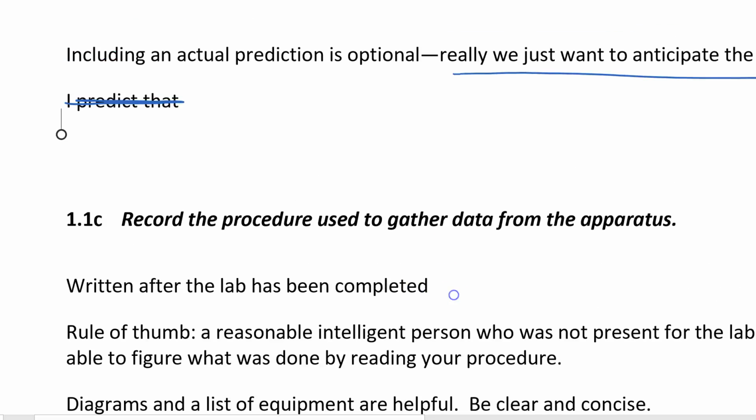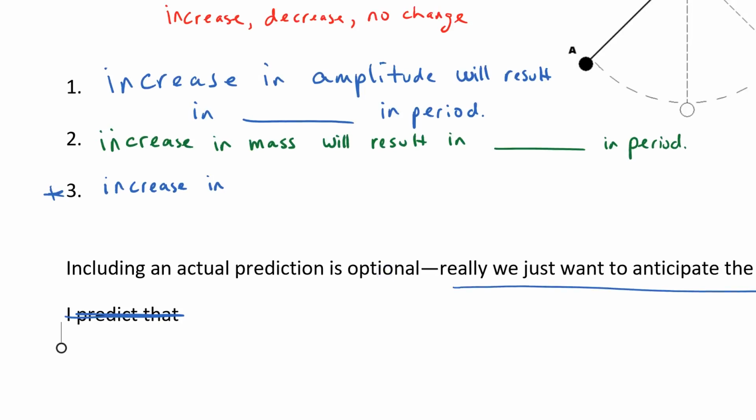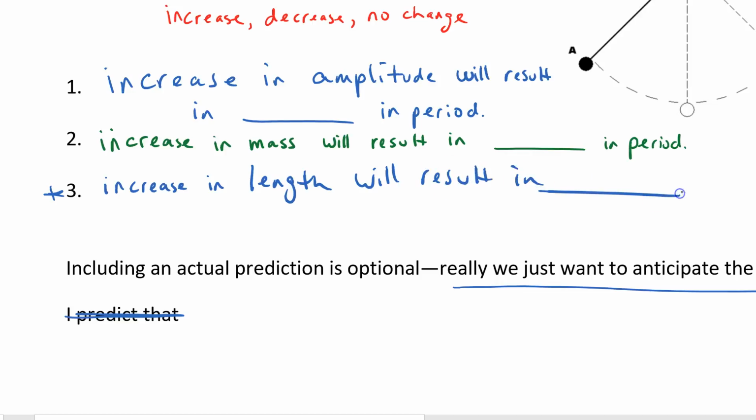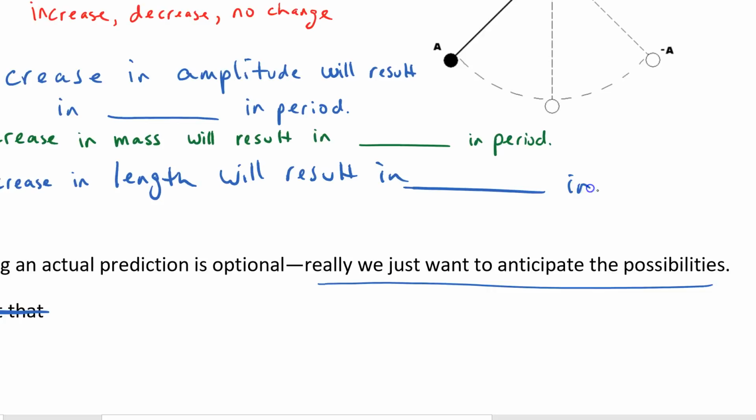Okay, let's move on. Oh, actually, should I put the answer for this one? The last one was length, wasn't it? Increase in length will result in blank in period. And I want you to have something written into each of those three.